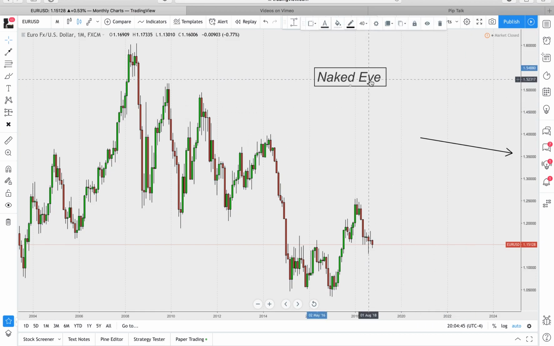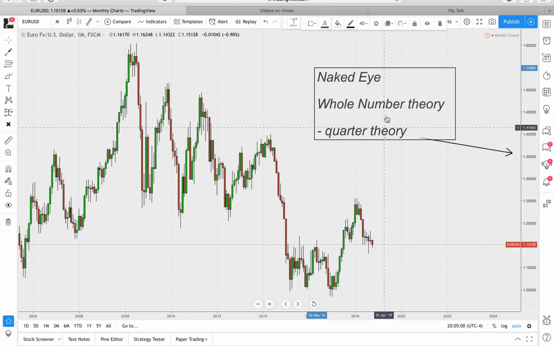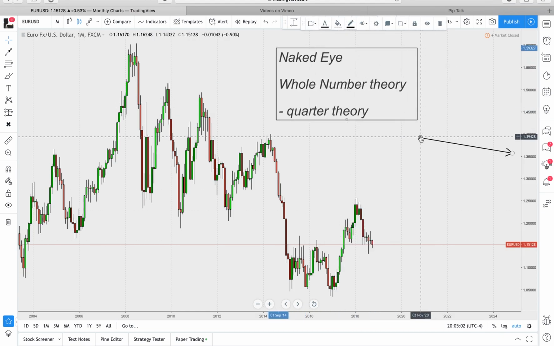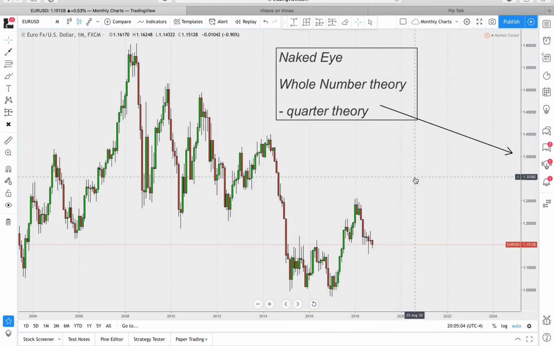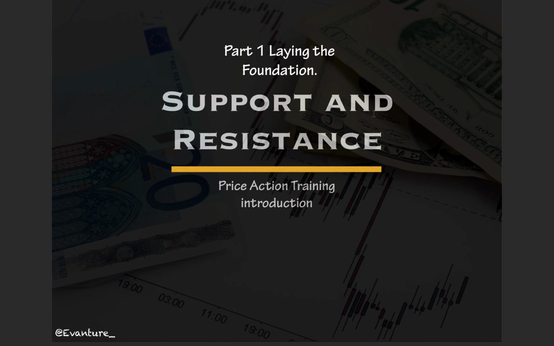There are a few names for it. Some people call it whole numbers, whole number theory, or even the quarter theory. More or less the same thing. This is a really neat concept in the market, and very, very true to how the market moves. So I'm going to take this over to this screen for a quick minute to do a little bit of explaining before we go back to the chart, just to lay down the foundation.